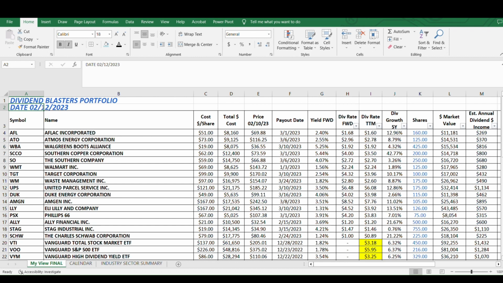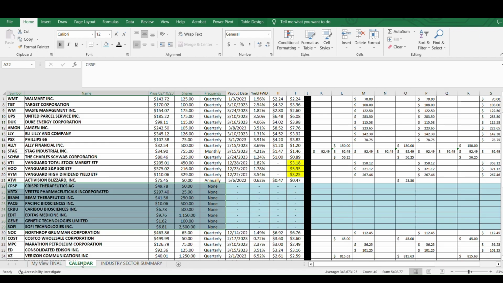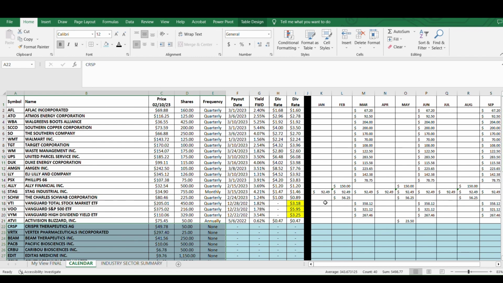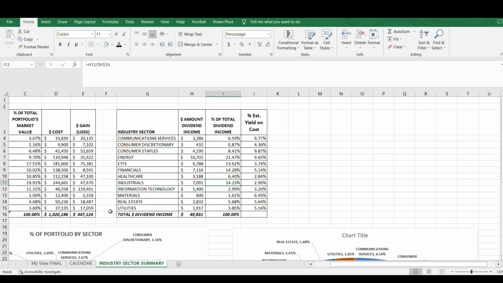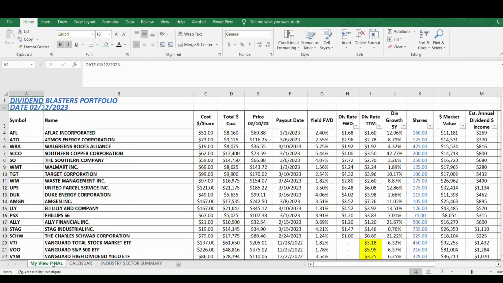There are 3 tabs here. This first one has the listing of the holdings. The second tab has a calendar that I'll go through later that shows when to expect a dividend payment by month. And then we have another reporting tab that gives us a level up of the holdings by industry sector. But let's take a look at this first.